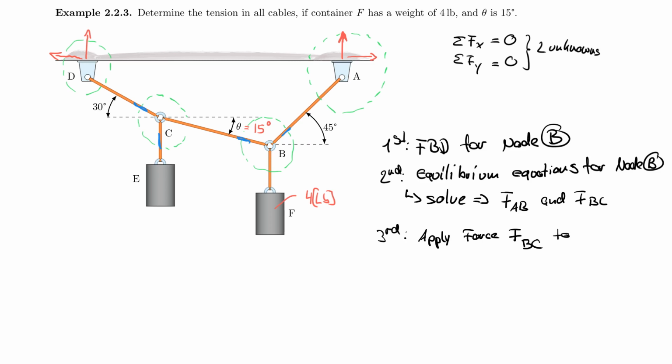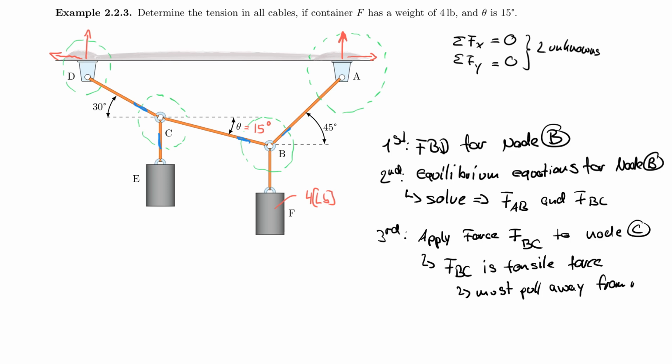FBC to node C. And please understand that FBC is a tensile force, and therefore must pull away from node C. So this can often be confusing because students think, hey, I calculated my force for node B and BC was pulling to the left. It's away from the node, therefore in tension. So if it's going to the left here, then up here in node C, it has to go to the left as well, is what they think. But that is incorrect because remember that we're talking about tension and we cut the system.